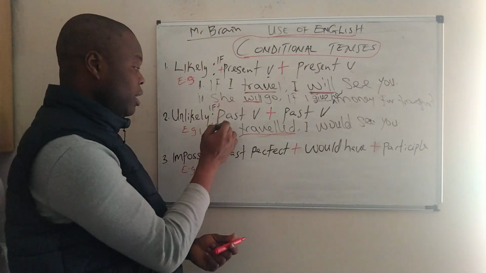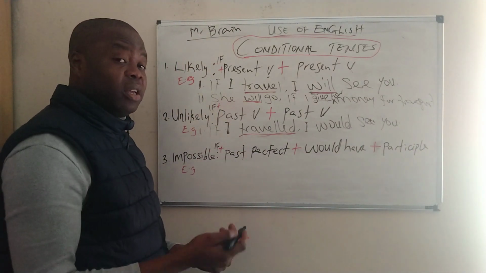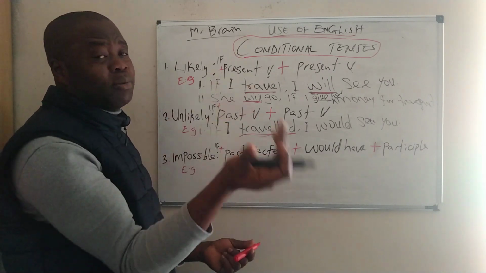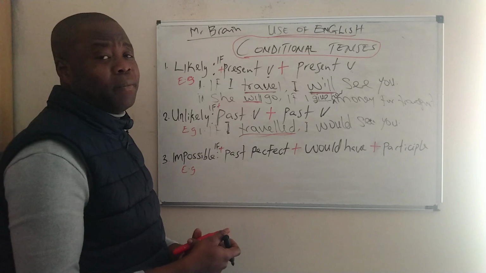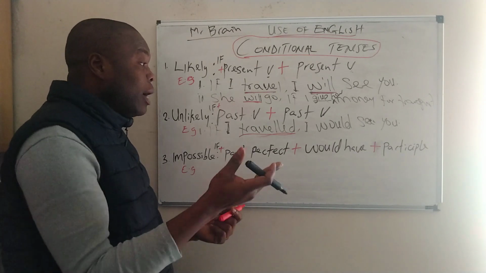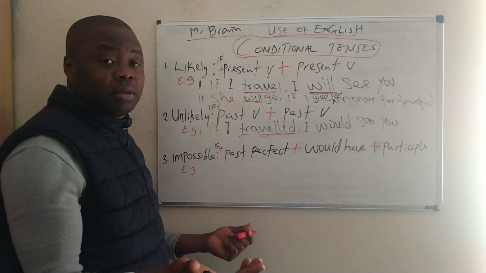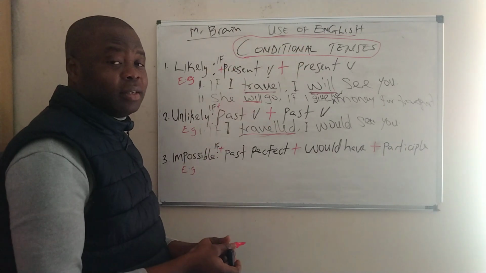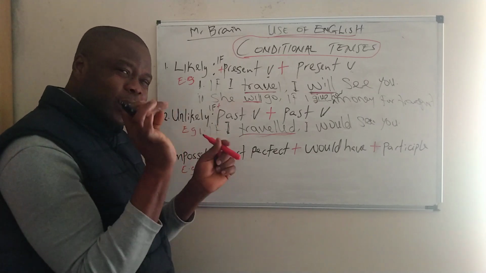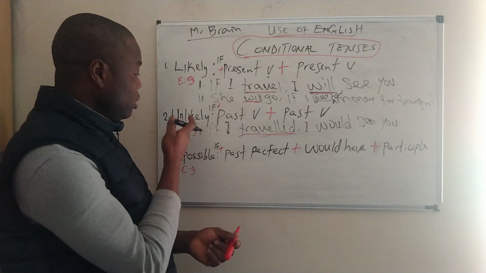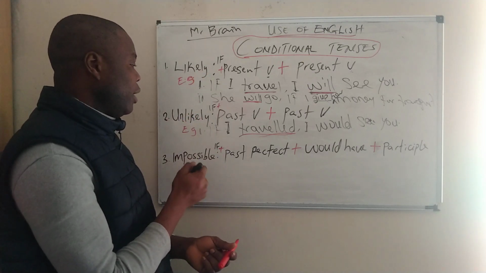Meaning, what does it mean? If I traveled, I will see you. Meaning, it's not likely. Don't expect me to travel. It's not certain that I'm going to travel. So you won't see me. It's not a promise here. It's not certain. It's unlikely. Can you see the context of that statement here? It's different from this one here. It's an unlikely condition. All right.